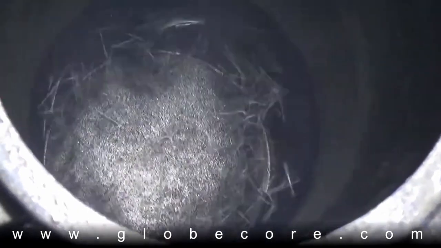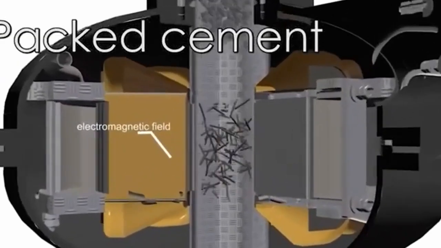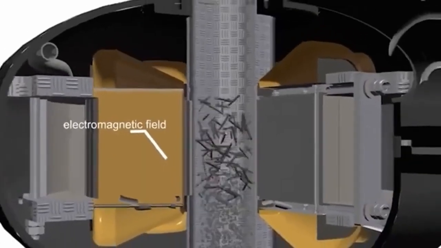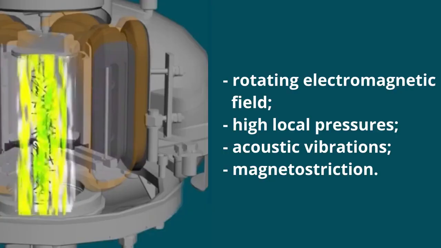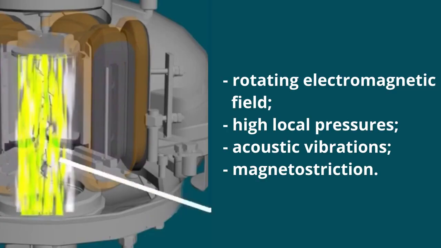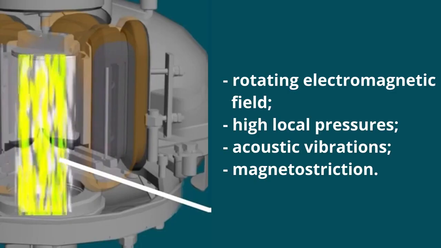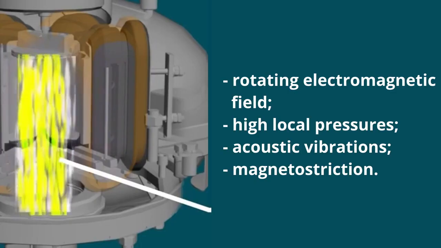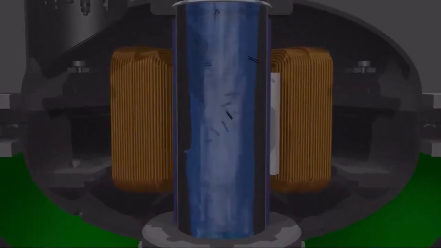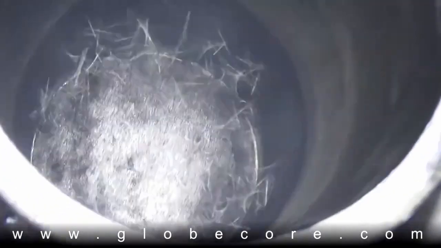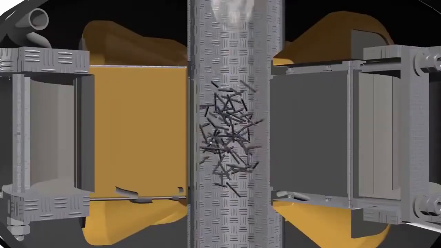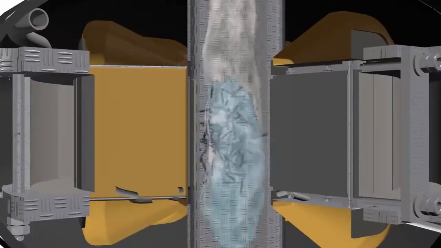A number of factors and phenomena occur in the working chamber, which have a favorable effect on the substance being processed. These are the influence of a rotating electromagnetic field, direct contact of ferromagnetic particles with pulp, high local pressures, acoustic vibrations, magnetostriction. As a result, simultaneous intensive mixing and grinding of the product occurs. In most cases, a few seconds or tens of seconds are enough to obtain a positive effect, while in other shredders and activators similar processes last tens of minutes or hours.